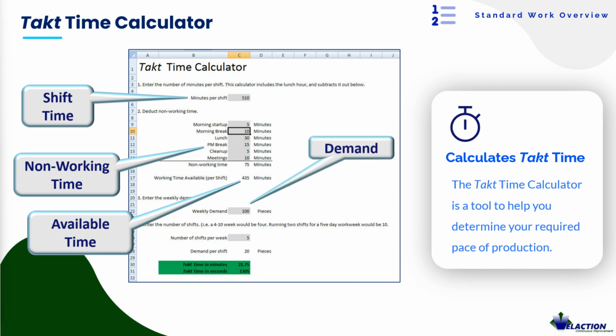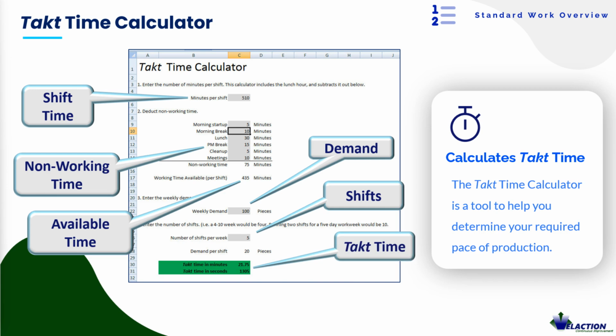And with that, you can do the calculation with your weekly demand. And if you have the number of shifts, you can figure out the demand per shift. So your demand of 100 in 5 shifts, your demand per shift is going to be 20. And then you can calculate it out knowing that you have 435 minutes and you need to get 20 pieces done. That's what your time comes out to be, and you have a number of seconds that you have to get each one done. So that's how you calculate this out.